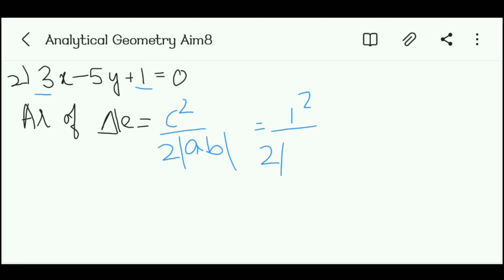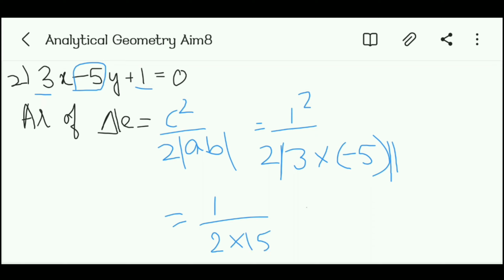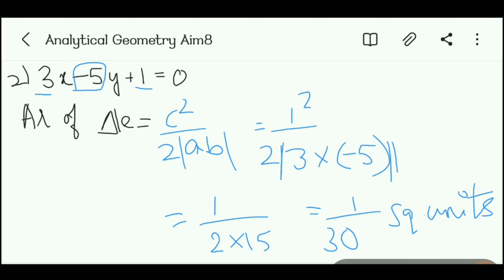A is 3. The numeric value of x will be A, and as I have already told you, into what is B? It is minus 5. So minus 5 you will write here. In modulus, again 1 square is 1 by, and 3 5s is 15. Here negative is there, but it is in modulus, it will become positive. So 2 into 15 is 30, 1 by 30 square units, as it is area. Now we will see third one.